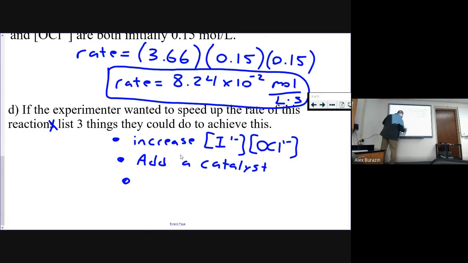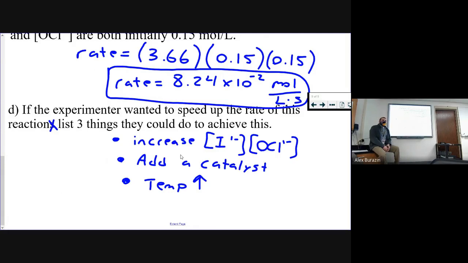What else? Yeah, crank up the temp. Okay? If you increase the temp, it's going to go faster. Why? More collisions. Yeah. Anything else? What else is on the front? I think that was it, wasn't it?